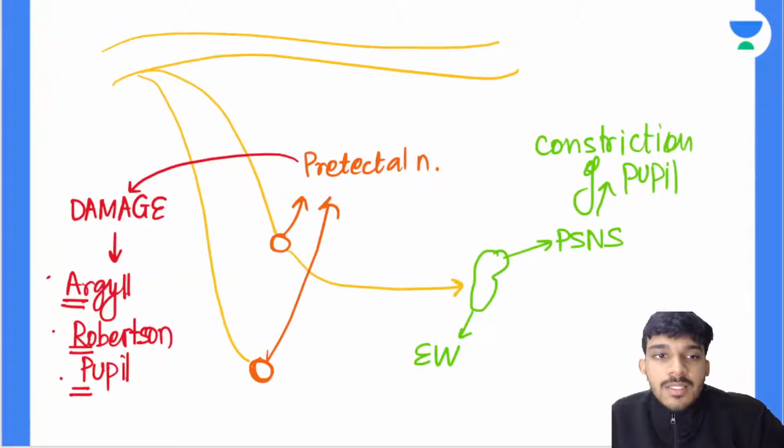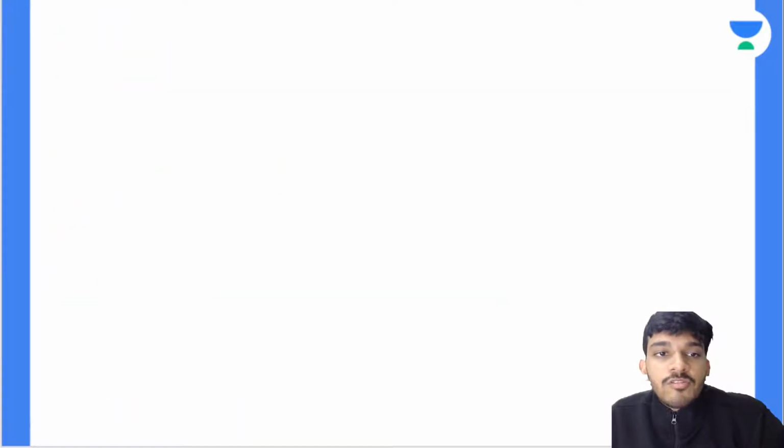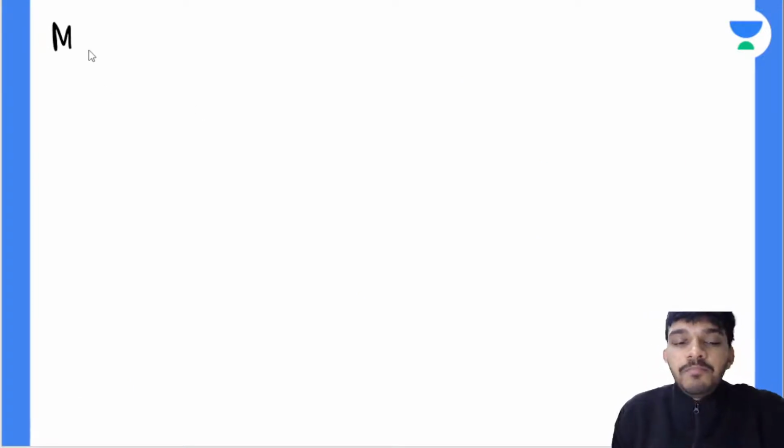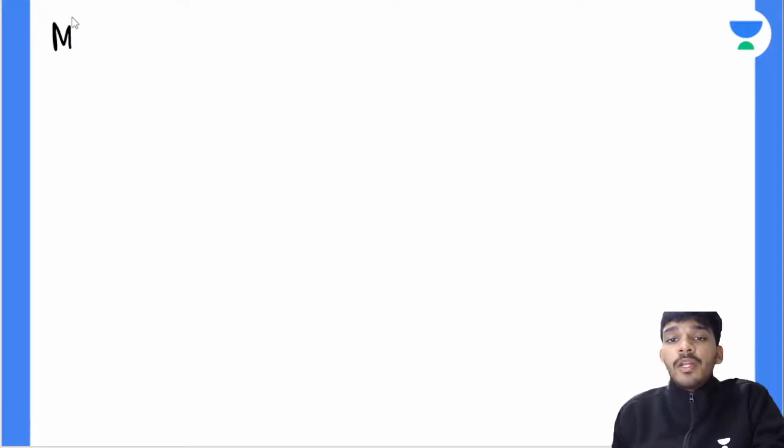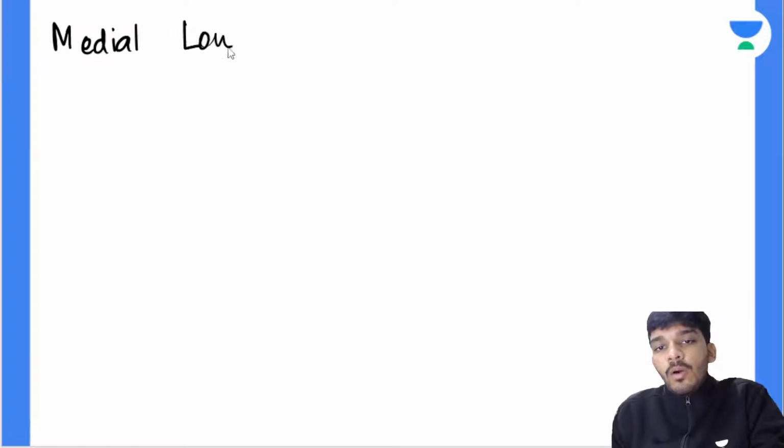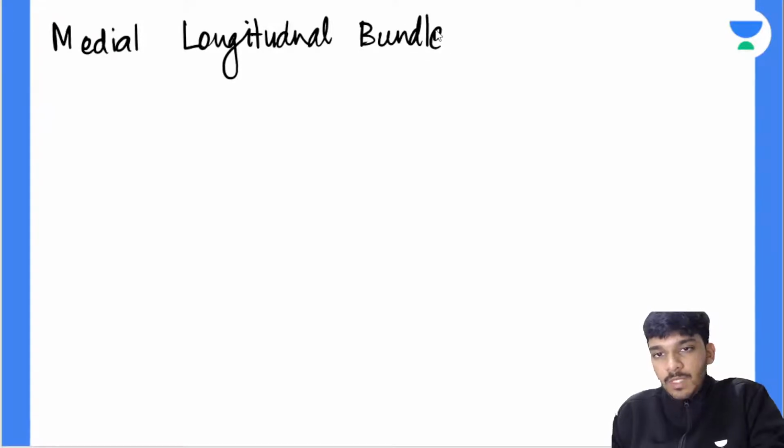Right, so since this is the last lecture of the various parts of the brainstem, I will also write one small short note about the medial longitudinal fasciculus or the medial longitudinal bundle. Okay, so it is written as medial longitudinal bundle.